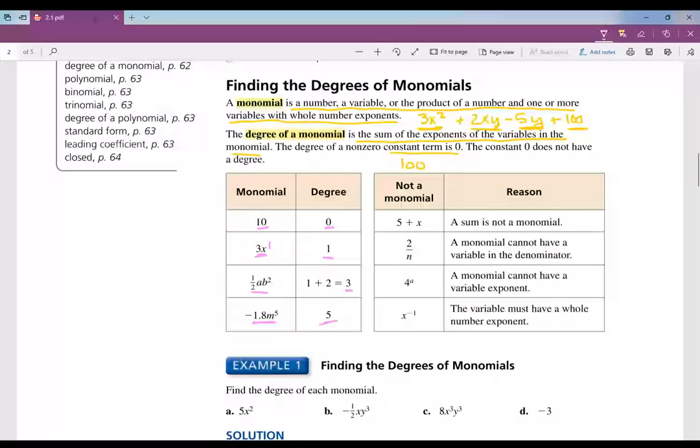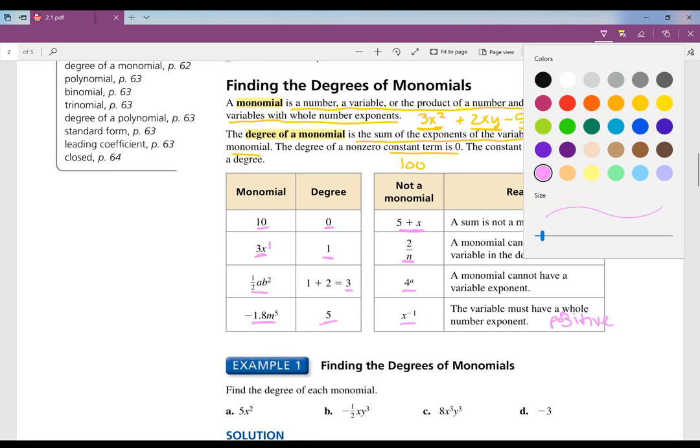Over to the right, we have some examples that are not monomials. So 5 plus x together is not a monomial, but if we had them separately, 5 and x would each be monomials. Now a monomial cannot have a variable in the denominator, and it also can't have a variable in the exponent. And the variable must have a positive whole number exponent. Alright, let's look at some examples.